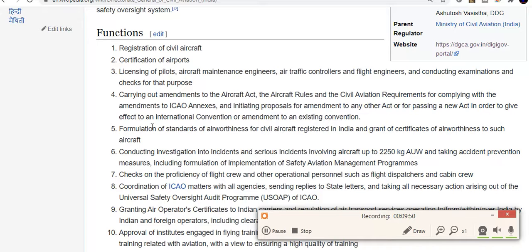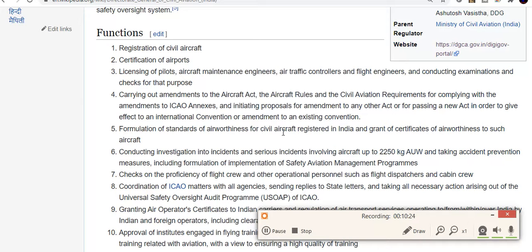Apart from that, formulation of standards of airworthiness of aircraft. So this is something like standardization. You can just understand, for example, in the health sector we have CDSCO, that is Central Drug Standard Control Organization. That particular body is working for the standardization, licensing, registration and all those things with respect to drugs. Similarly here, the standardization, licensing, regulation, registration, certification, all those nitty-gritties are being done by the body called DGCA.